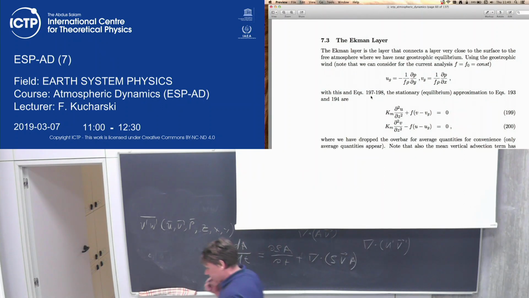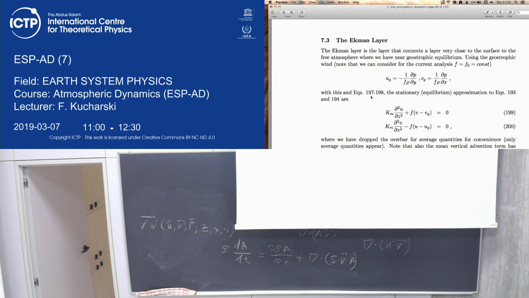So with this, we can try to solve the equations in what we call the Ekman layer. The Ekman layer would be the layer not very close to the surface, but close enough to the surface, and that extends up to the free atmosphere, where we assume actually that we have geostrophic equilibrium, a good approximation of geostrophic equilibrium. So we want to understand now what friction does in order to disturb this geostrophic equilibrium that we have in the free, nearly free atmosphere.